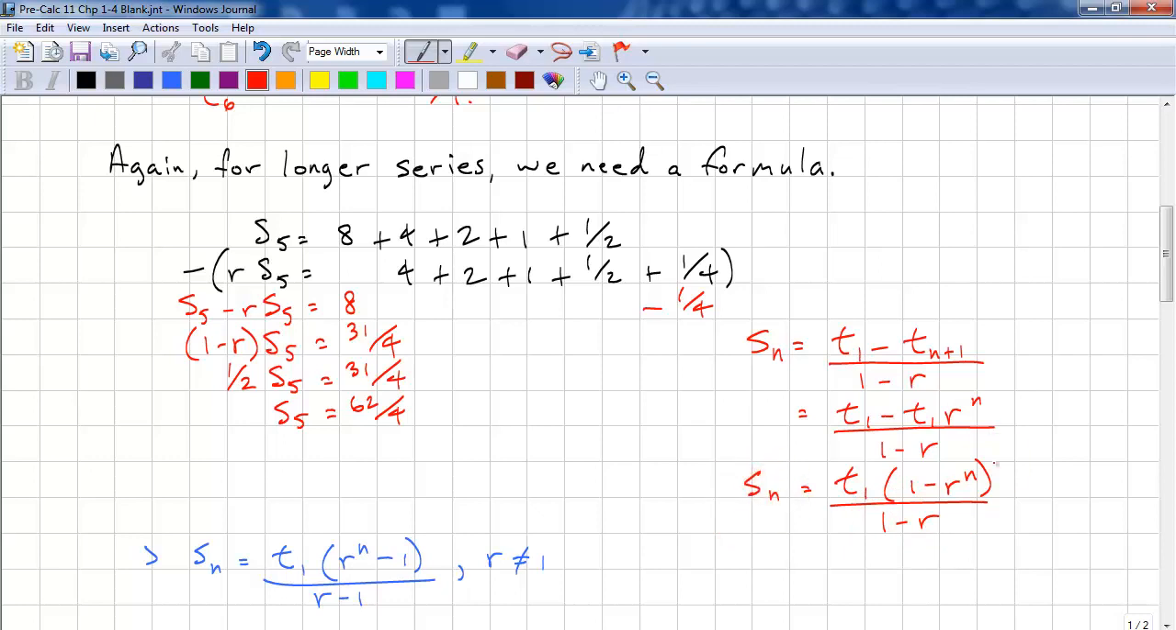So this is Sn, and we have a restriction here, r does not equal 1. Because if we have 1, 1 minus 1 is 0, so we can't divide by 0. And this formula is convenient to use if r is less than 1.